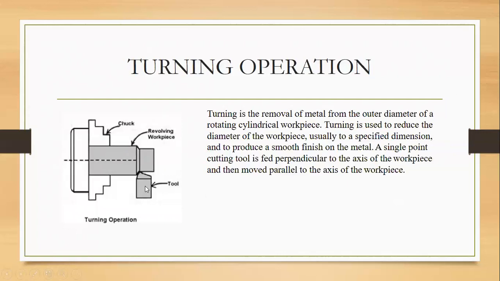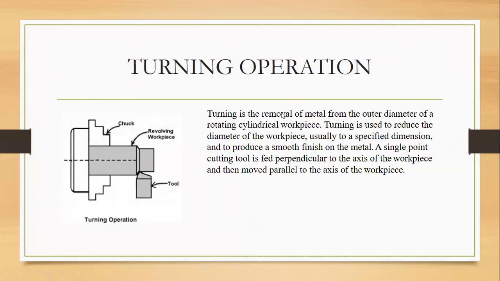In the lathe we use a single point cutting tool. We use a single point only. This point is very sharp because we need an accurate, perfect operation. That's why we use a single point cutting tool. This is a revolving workpiece. By using the single point cutting tool, we do the turning operation.